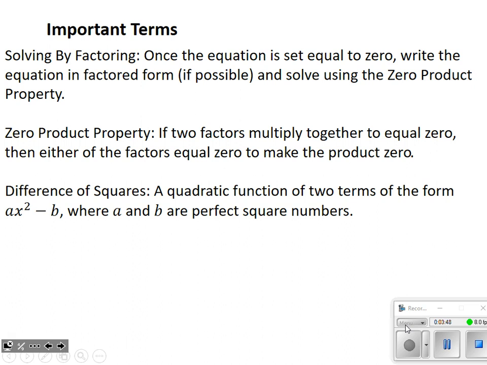And then lastly, a difference of perfect squares. If we have a quadratic function that's made up of two terms of the form ax squared minus b, so there's no x term in the middle, no regular x term, then a and b are perfect square numbers, we have a faster process for factoring those. It's something that doesn't require magic numbers, though magic numbers would work. But it's just treated as a separate pattern entirely because it's so much quicker.